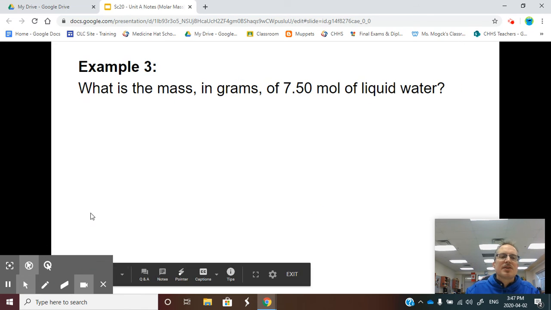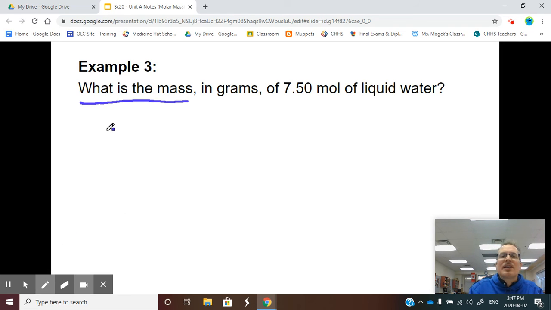Now what I would like us to do is let's solve for something different in this question. So this time I want to know what is the mass. I'm going to solve for m. They tell me in the question, I now know I have 7.50 moles of water. So we've got to calculate molar mass. Now we've already done this one today.